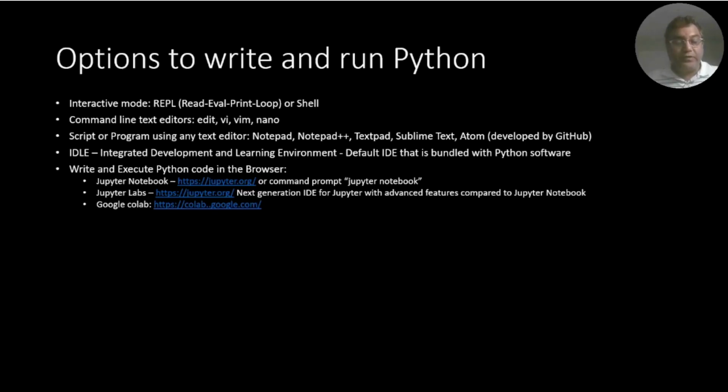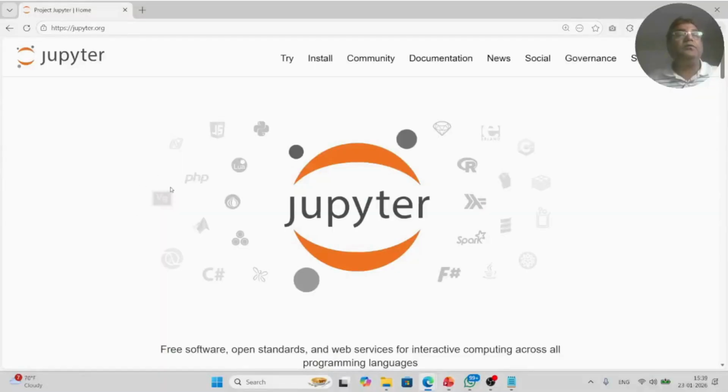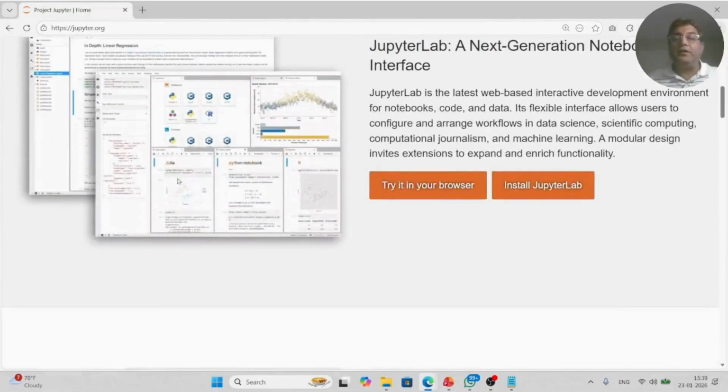Let me see what we can cover today. So you just go to that particular URL jupyter.org, and you can just click on try in your browser. That's it. You can install locally also if you want to install the software on your laptop, and then if you want to try that, you can do that. But for now, I will just click on try in browser.